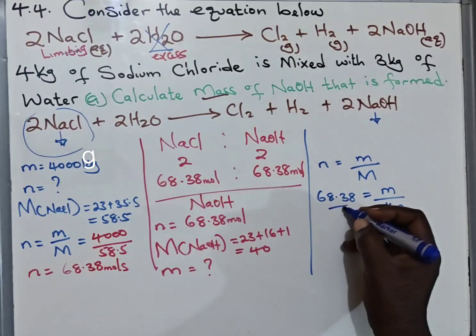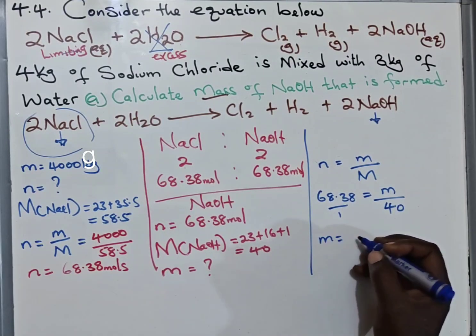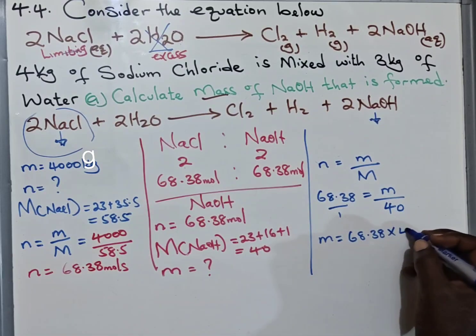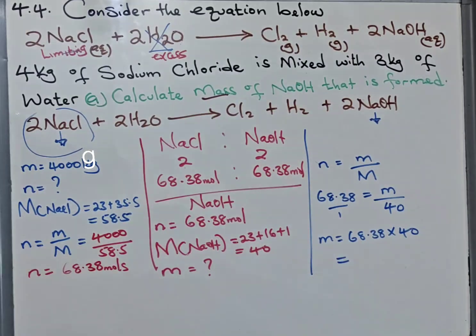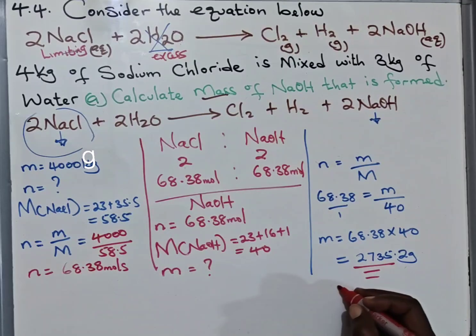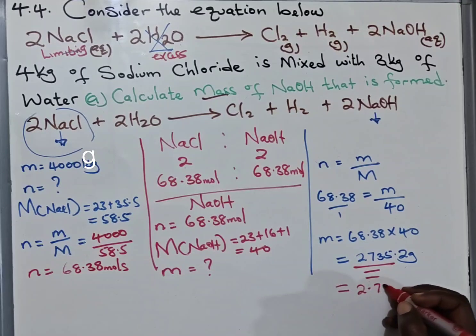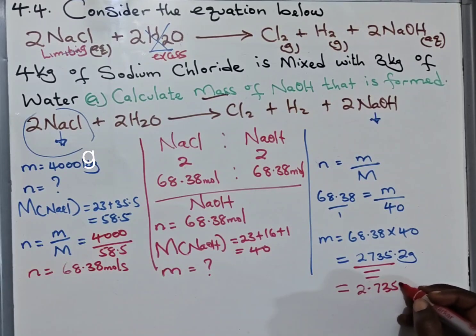We cross multiply. And you get your m as 68.38 times 40. That's what we get, which is 2,735.2 grams. And if you want it in kilograms, it can be 2.7352 kilograms.